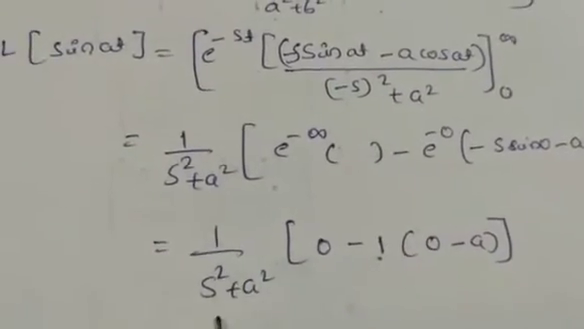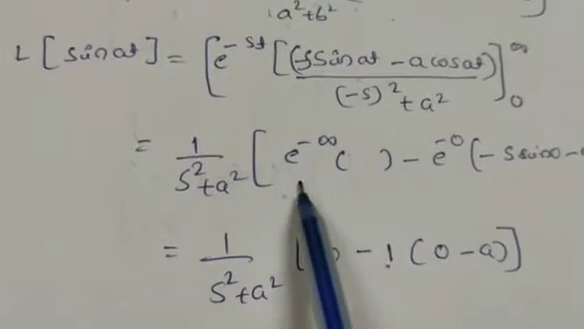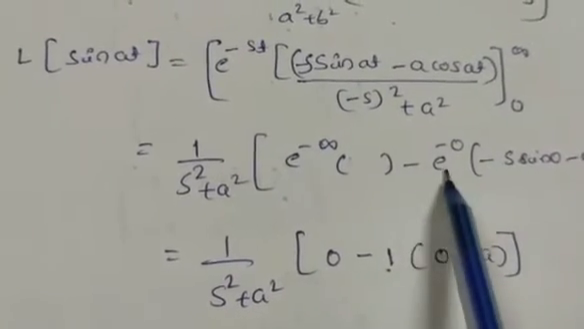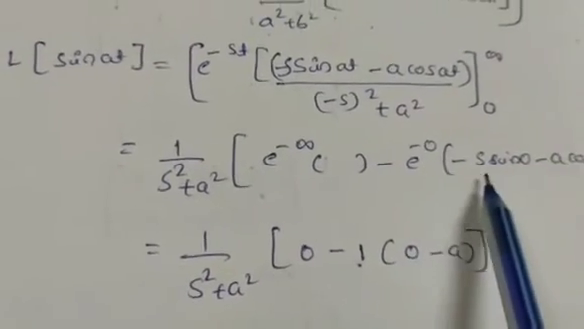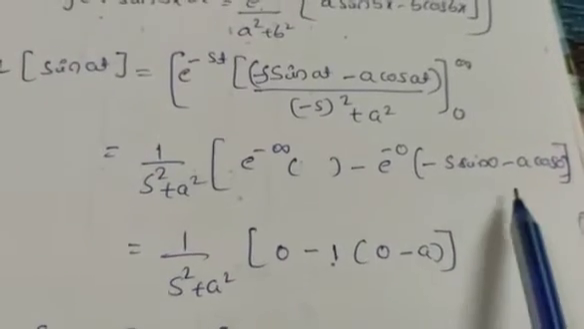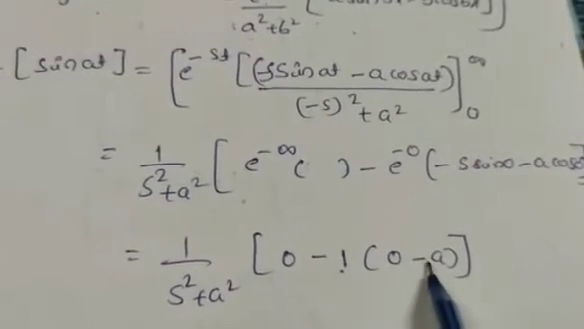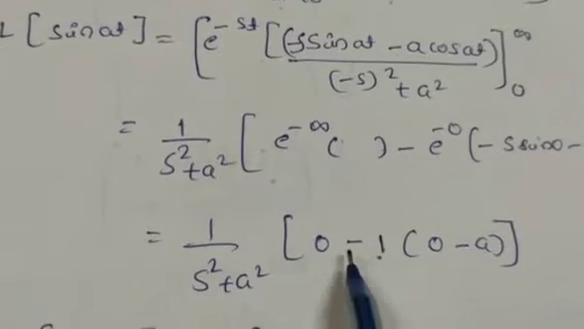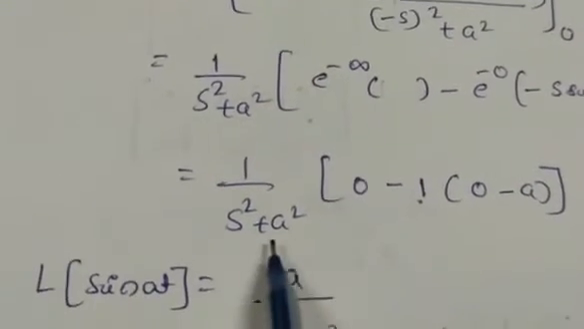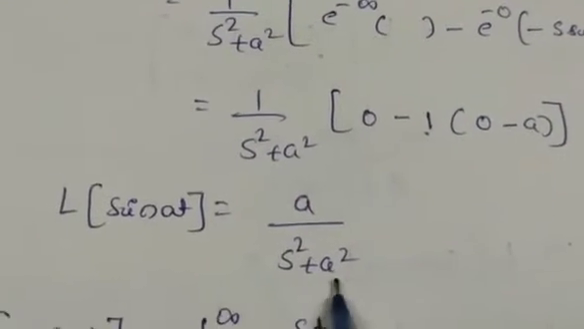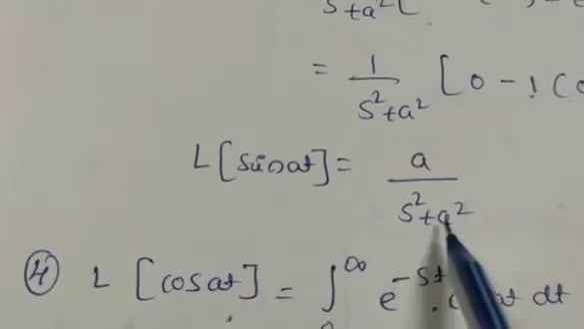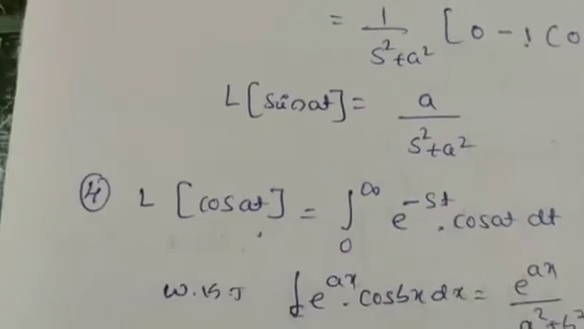It is equal to 1 by s square plus a square. So this is anyhow 0 minus, e raised to minus 0 is 1. And here we know sin 0 is 0 and minus a cos 0 is minus a. So this is a as it is. Minus into minus becomes plus. So it is equal to a divided by s square plus a square. Therefore, Laplace transform of sin at is equal to a divided by s square plus a square.